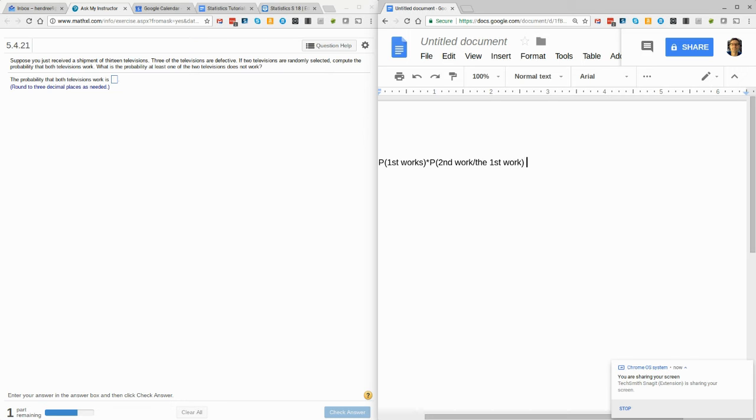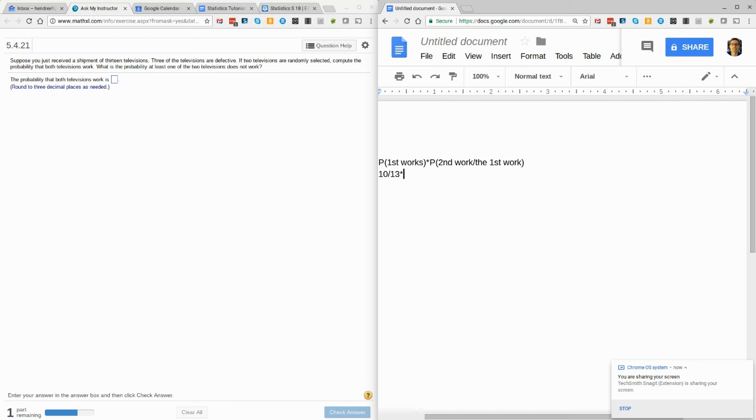So for the first one, to try to get 2 working televisions in a row, I would do the probability that the first works times the probability that the second works, given the first one worked. Okay, this is for part A. So the probability that the first one works, let's see, you've got 3 defective ones out of 13. That means 10 of them are working, right? 10 of the 13.